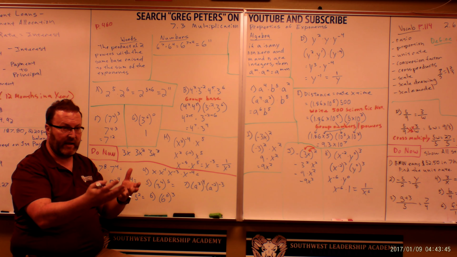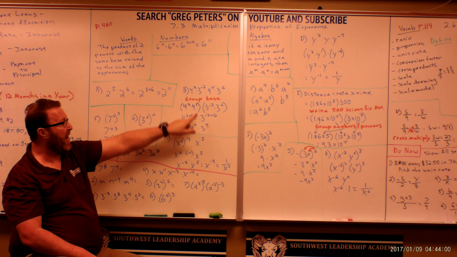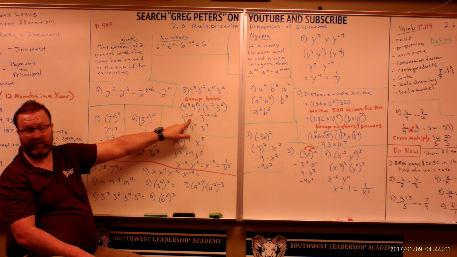So group our 4s together. Put them in parentheses. Group our 3s together. Put them in parentheses. Then we get rid of the parentheses and we just focus on the 4s. We're not multiplying 4 times 4. We're just taking 4 and adding the exponents, 2 and 5. Now same thing here. We're going to put the 3 down here, negative 2 and 6. Now we solve with the exponents. So 2 plus 5 is 7, and negative 2 plus 6 is 4. We're done.